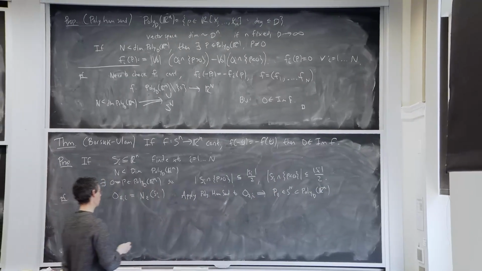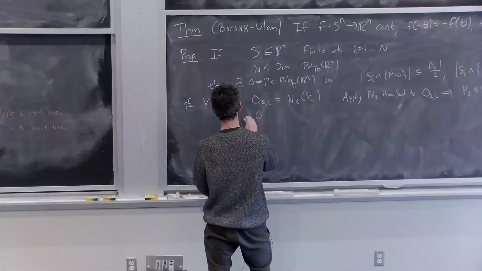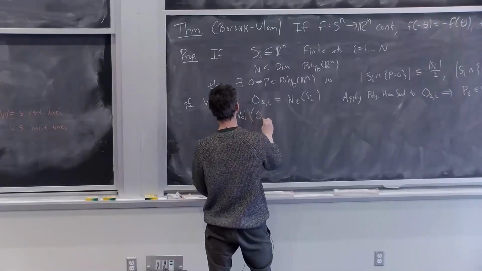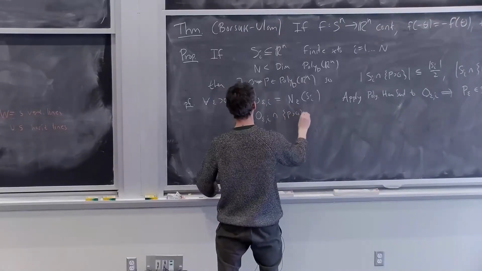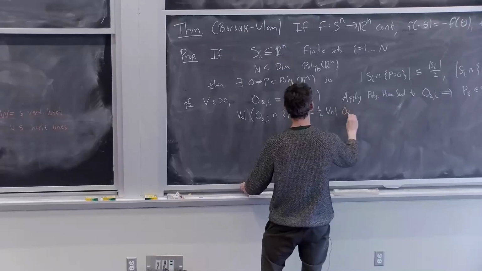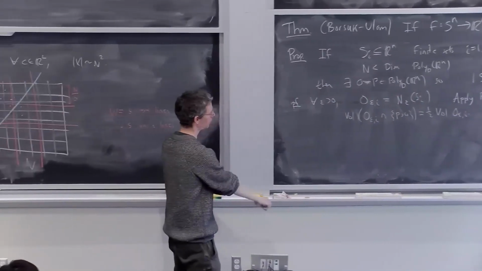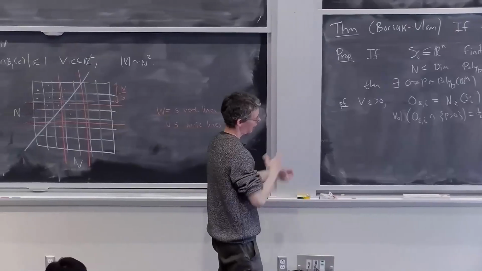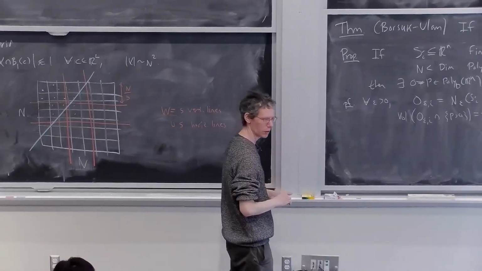And it bisects them. So we know that the volume of O epsilon I intersect P bigger than 0 is half of the volume of O epsilon I. OK, so we have this for every epsilon. And now we want to take some kind of limit as epsilon goes to 0.